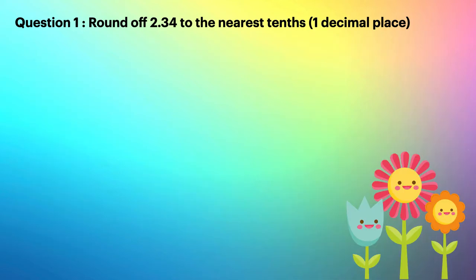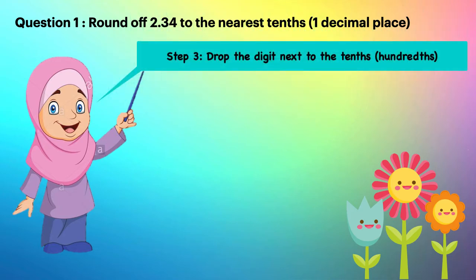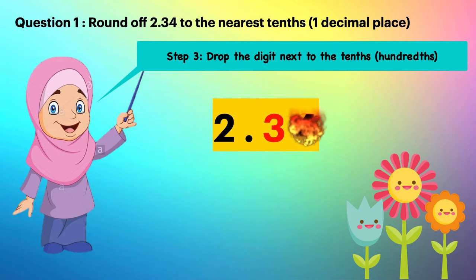Let's move on to the next step. The third step is to drop off the digit that is next to the tenth, which is the hundredth. Here in 2.34, the digit next to the tenth is 4, and we are going to cut it off. If you remember, when rounding off a whole number, we change the digit next to it with 0. Yes, we can put 0 here, but that will not change the value, so we just drop it off and write 2.3.